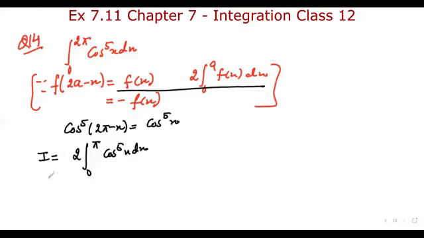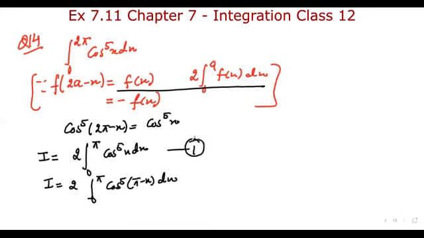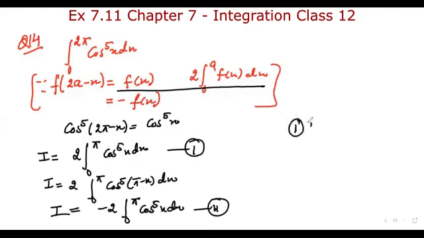Now I will apply the property where I will be replacing x with pi minus x. Cos power 5 of (pi minus x) dx. This is equation number 1. And cos of (pi minus x) gives, from 0 to pi, minus cos power 5 x dx. This is also I. Now if I add first and second, then 2I is equal to 0 and I is equal to 0.